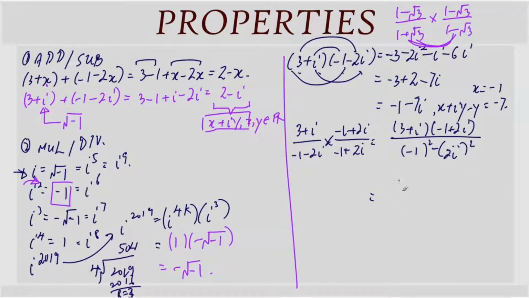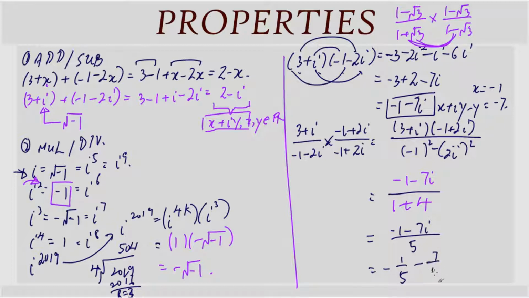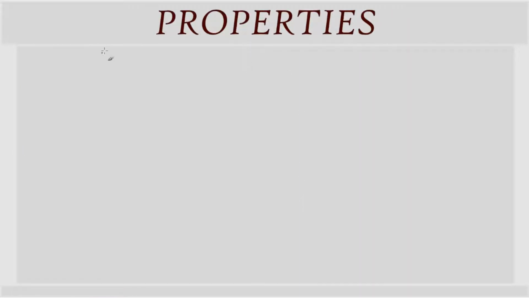And this is equal to, now let's apply the multiplication at the top. We get negative 1 minus 7i at the top. And that's over the square of negative 1, that's 1, and the square of 2i, that's negative 4, so that's plus 4. The final result that we get is negative 1 minus 7i over 5, which is equal to negative 1 over 5 minus 7 over 5i. And this, you realize, is in the form of x plus iy once again. There are a few more terms to go through.